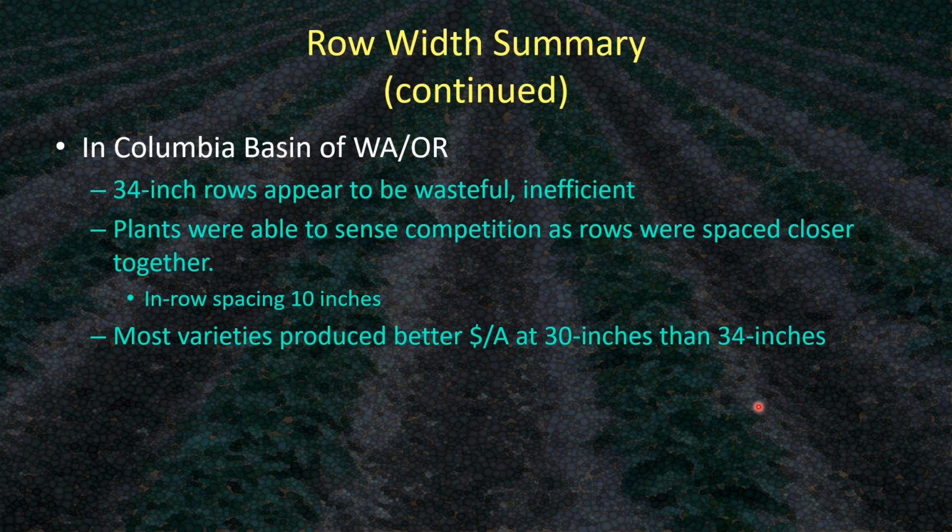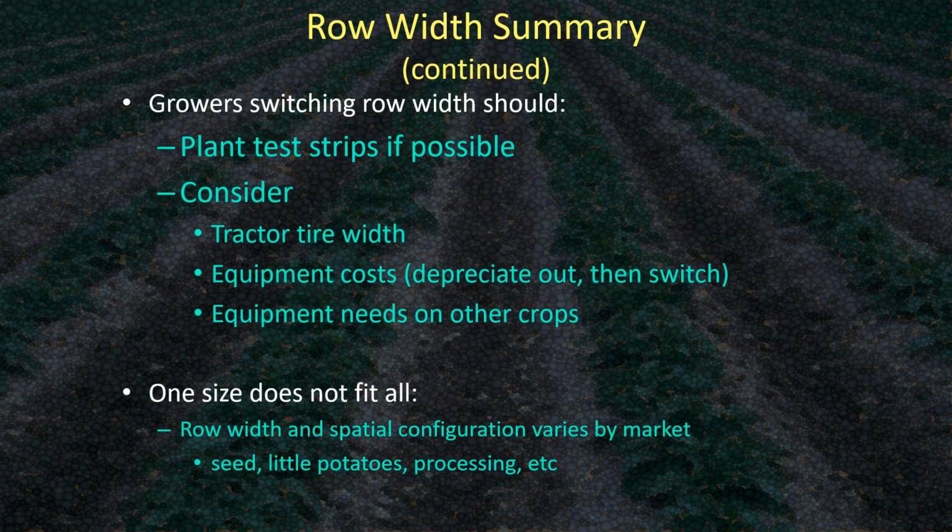Most varieties produced better dollars per acre at 30 inches than 34 inches, and the same was true at 32 inches, but I wanted to indicate that there was more than just one row width that worked better. Growers switching row widths should plant test strips if possible. They should consider equipment changes. Tractor tire width is going to be important.